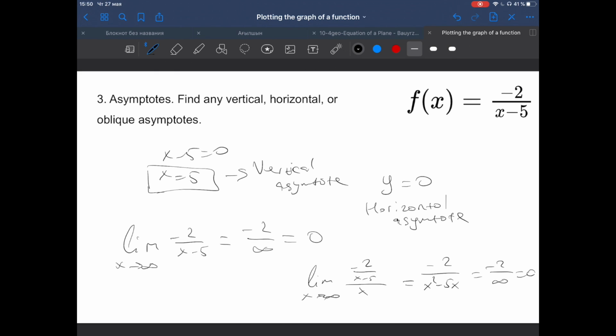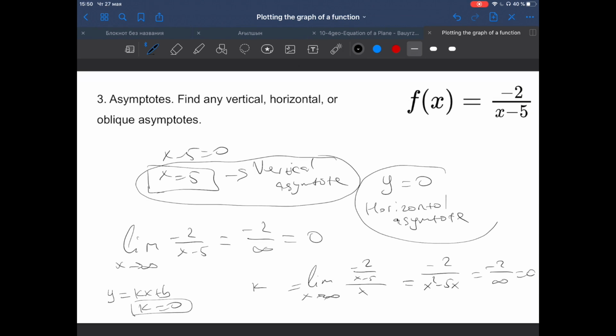What does it mean? By this, we can find the k. We know the general form of the oblique asymptote is y is equal to kx plus b, and if k is equal to 0, it means that we don't have an oblique asymptote. And here we just found the vertical asymptote and the horizontal asymptote.